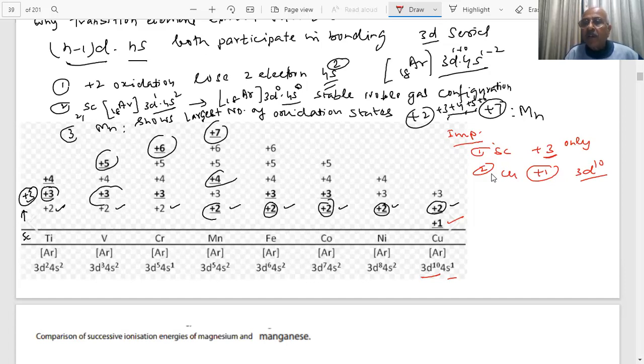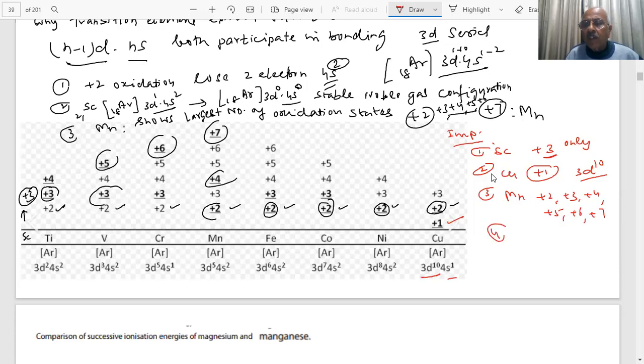Important: which element shows +1? Copper. Which shows only +3? Scandium. All others show variable oxidation states, more than 1, and in some cases +3 is more stable. The largest number of oxidation states is shown by manganese: +2, +3, +4, +5, +6, and +7.